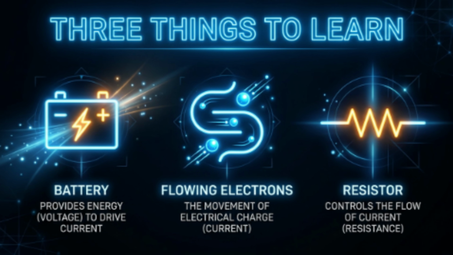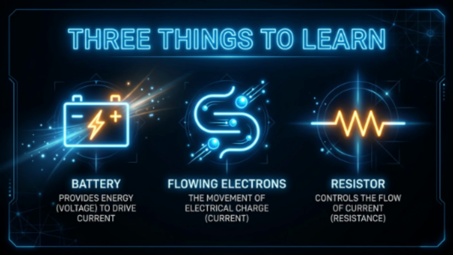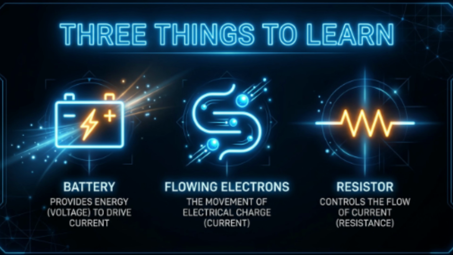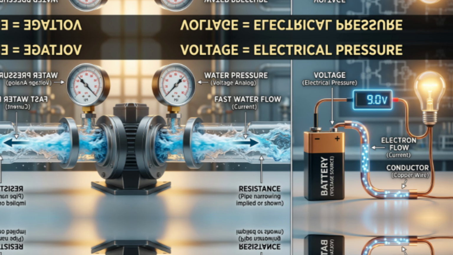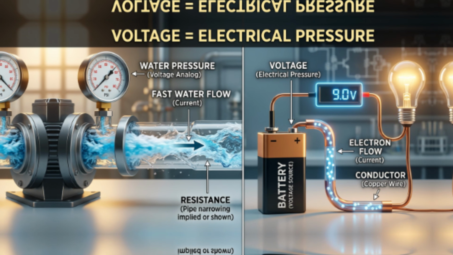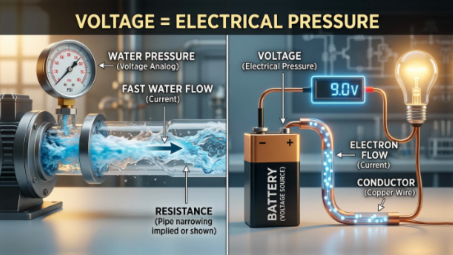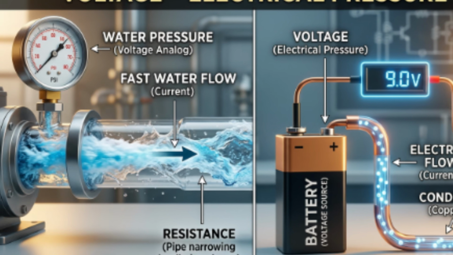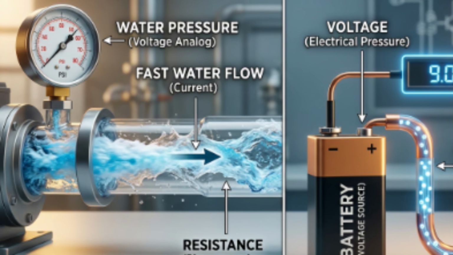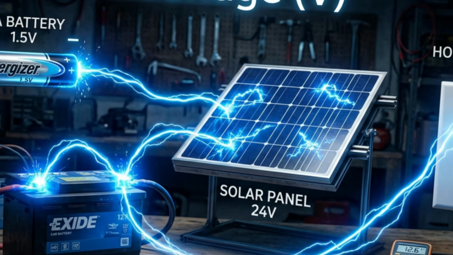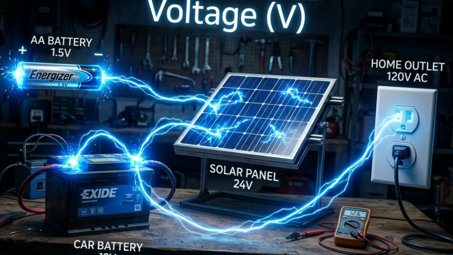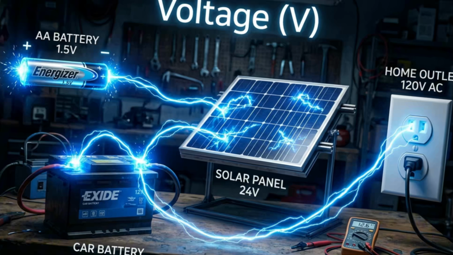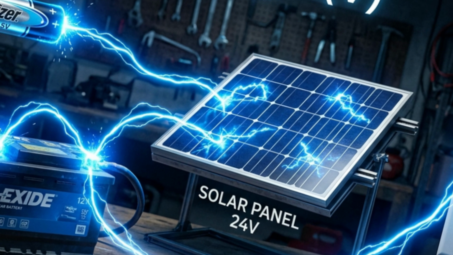Before we learn the formula, let's first understand what these three terms actually mean. Because once you understand them, the equation becomes incredibly easy. Let's begin with voltage. Think of voltage as electrical pressure. It pushes electricity through a wire, just like water pressure pushes water through a pipe. Without voltage, nothing moves. A battery creates voltage. Your home's electrical outlet provides voltage. Even solar panels generate voltage. Voltage is measured in volts, represented by the letter V.